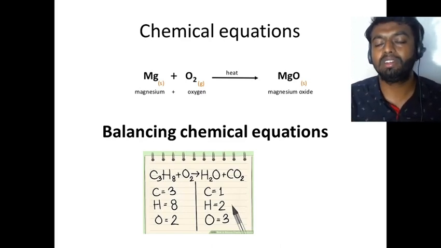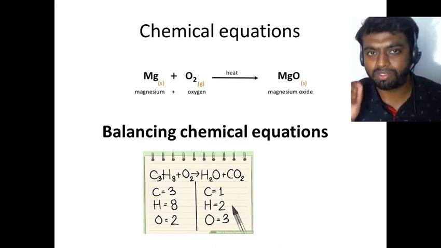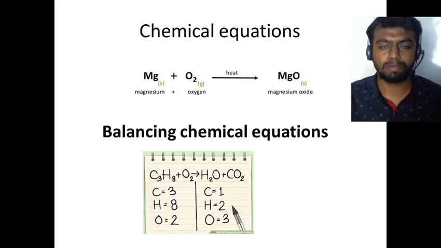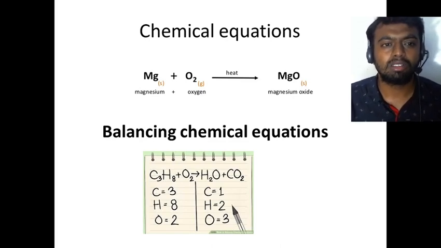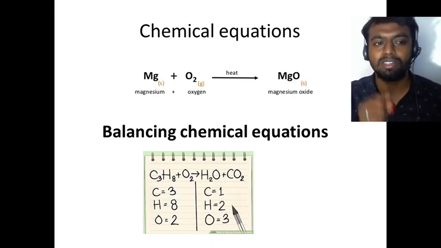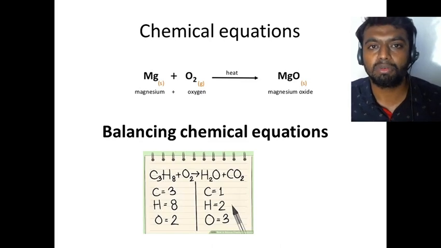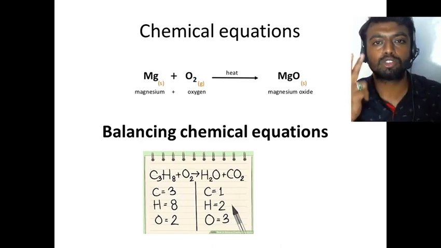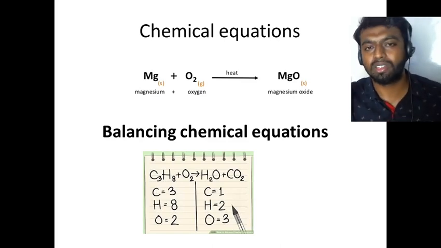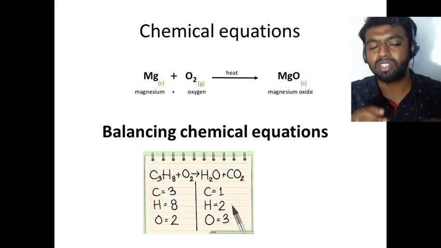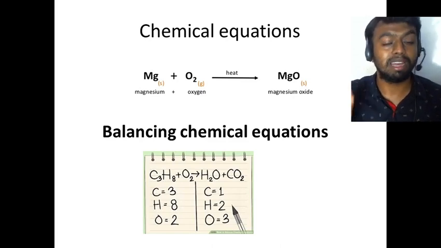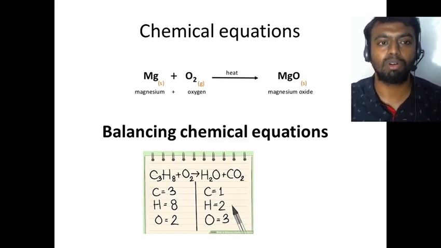If you are representing a chemical reaction with the help of symbols and formulas, then we call it a chemical equation. And usually some equations are not balanced. In the first one I have given, magnesium and oxygen, on the left side, that is the reactant side, oxygen has 2 atoms, and on the product side oxygen has only 1 atom. I have just represented the chemical equation, but I have not balanced it. But balancing a chemical equation is very, very important.